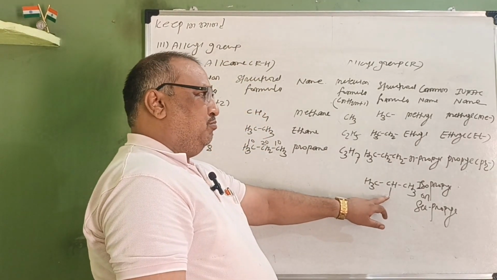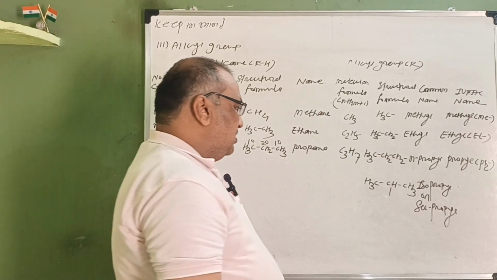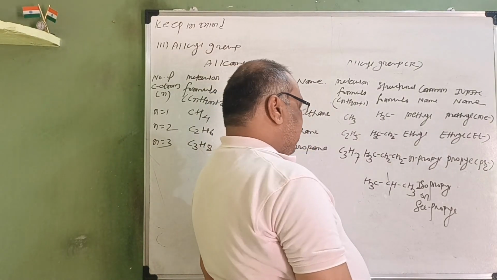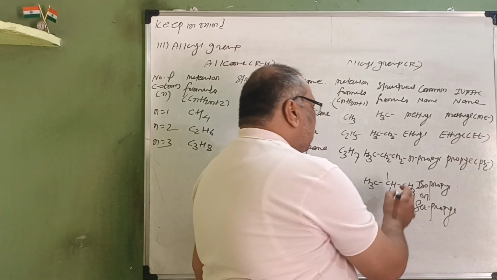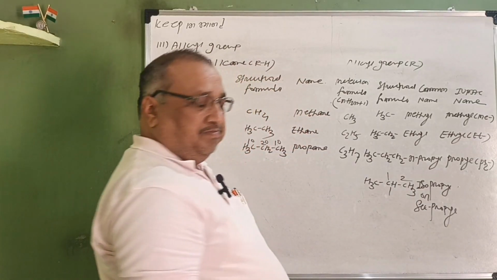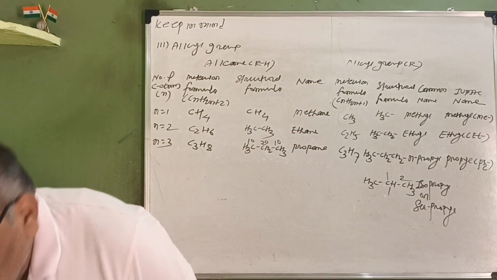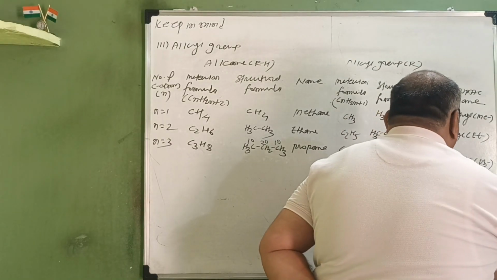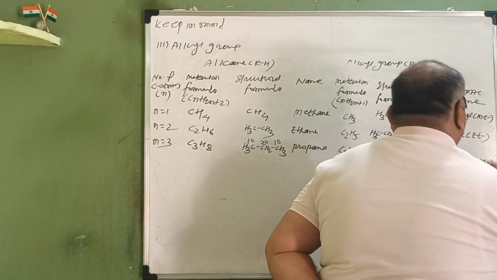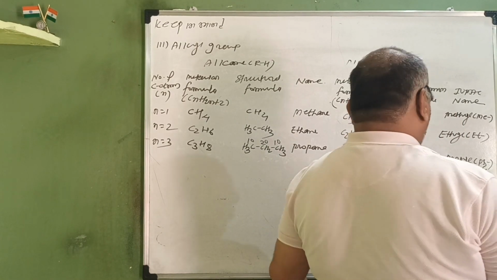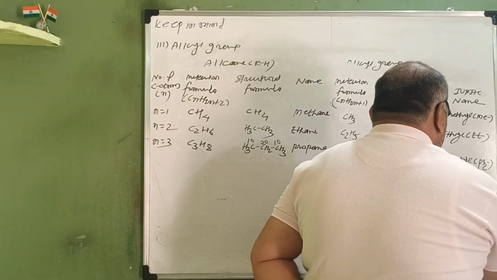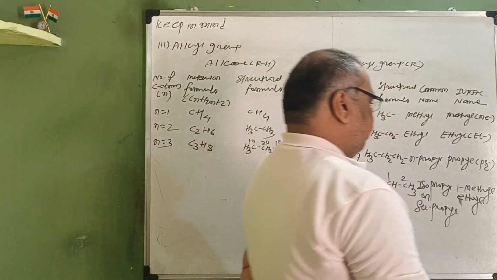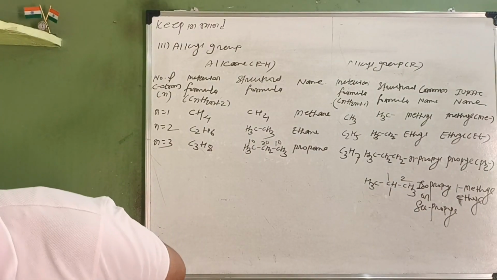This is the bond. Count this carbon atom as first. Then this may be second or this may also be second. That means here a methyl group is attached to the first carbon. So write down 1-methyl. Now how many carbon atoms are present in the longest continuous chain? 2. So here write down ethyl. 1-methylethyl.